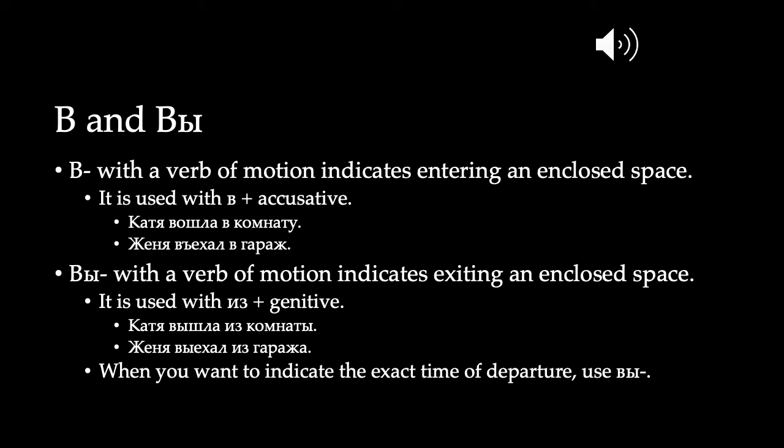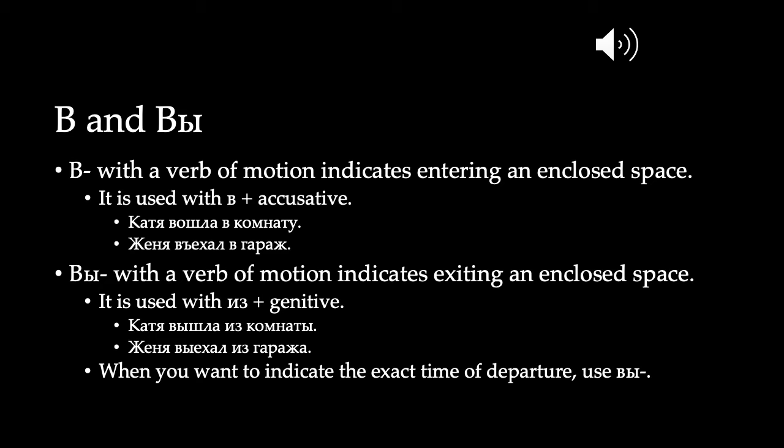The next most common pairing is в- and вы-. And в- with a verb of motion indicates entering an enclosed space. It means entrance. And it's pretty much always going to be used with в plus accusative because you're pretty much always going to use it to indicate entering an enclosed space. For instance, Катя вошла в комнату. Katya entered the room. Or Женя въехал в гараж. Zhenya drove into the garage. Both cases, we have в plus accusative. And note that вошла has that о because в ends in a consonant.